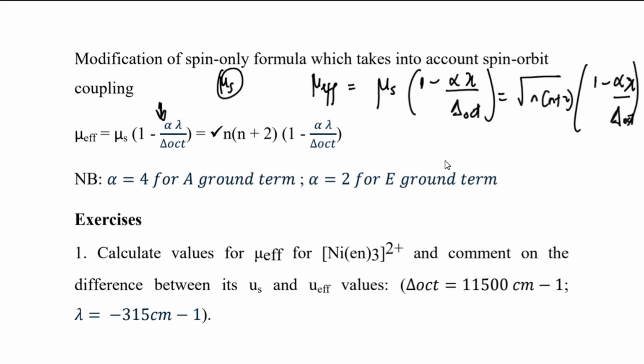Basically you need to note that this will always be given in your questions. All complexes have their octahedral splitting energy value, so it will always be given. For a metal ion like Cu2+, they also have their value for this lambda, which will always be given. But now for this one, the alpha value is 4 for an A grand term and alpha is 2 for an E grand term.